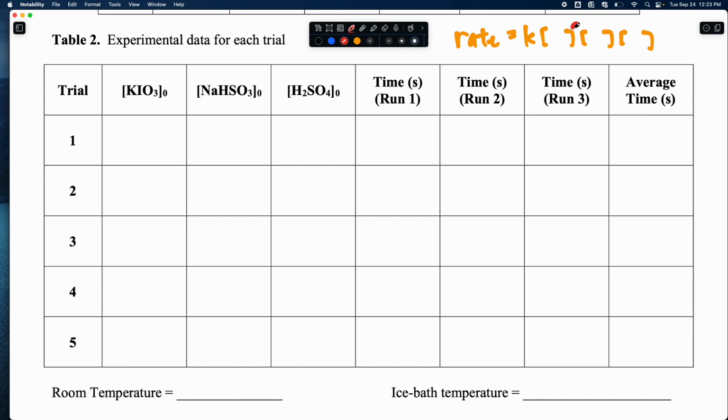Where we're going to figure out the order with respect to the first thing, the order with respect to the second thing, and the order with respect to the third thing. That's A, B, and C. Where this may be A, this may be B, and this may be C. Okay, A, B, and C.